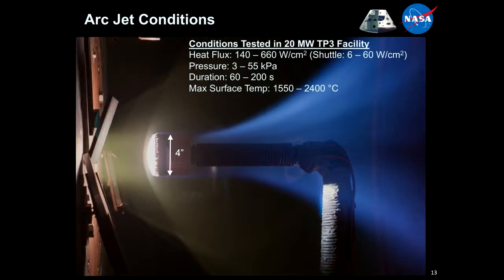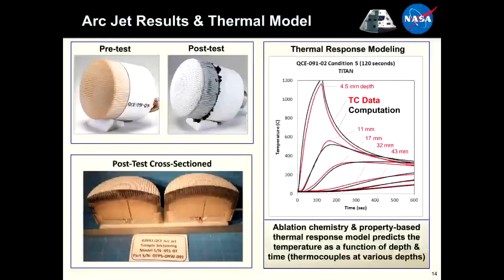We tested at relevant pressures, durations of up to 200 seconds, and our maximum surface temperatures were anywhere from 1500 to 2400 degrees Celsius. And again, that's at the very surface here, the left side of the article. Just a couple of inches underneath that, we're down at about 200 degrees Celsius. So a very, very significant temperature gradient across this material. Again, I'll show a video towards the end of the session today. But before we get there, I want to show a few results from the arc jet testing.